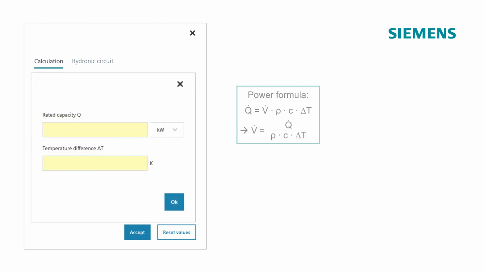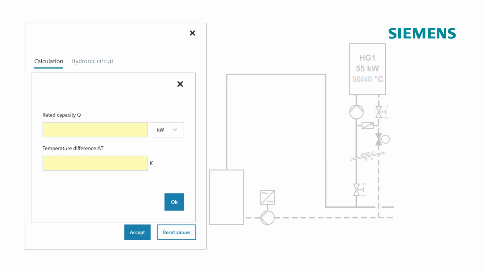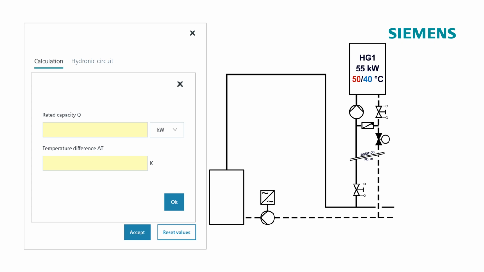The volumetric flow is calculated using the power formula from the rated capacity and the applicable temperature difference. In this calculation, typical constant values for density ρ and specific heat capacity C are used. Here once again the plant schematic with the data for the heating group 1. The rated capacity of 55 kilowatts can be entered directly.